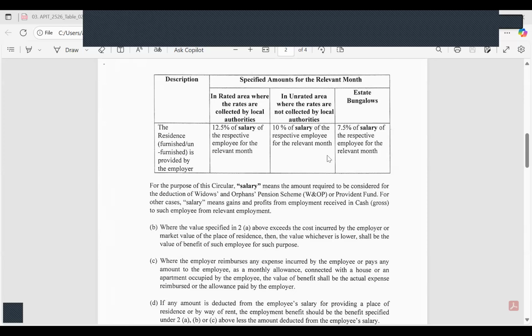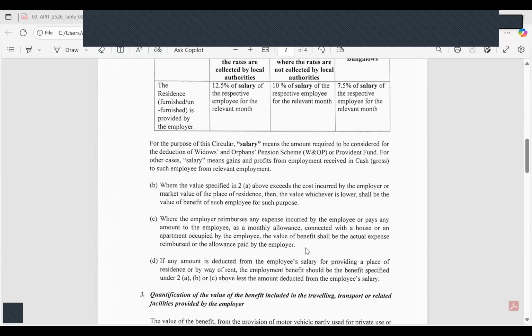We should not consider this amount if the market value is less than this amount, because the lower value should be considered for this purpose here. The value whichever is lower shall be the value of benefit of such employee for such purpose.